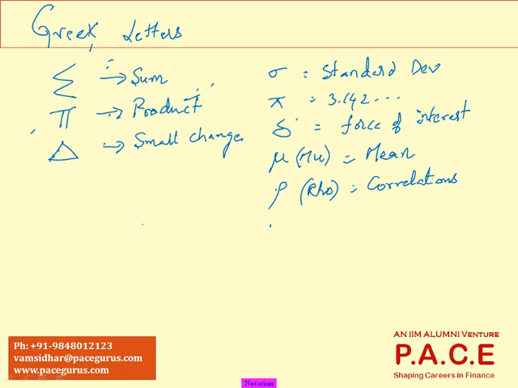For a lot of statistics related stuff, we use something like alpha, beta, gamma, and then lambda. There are so many such things which are used as parameters in the world of statistics.